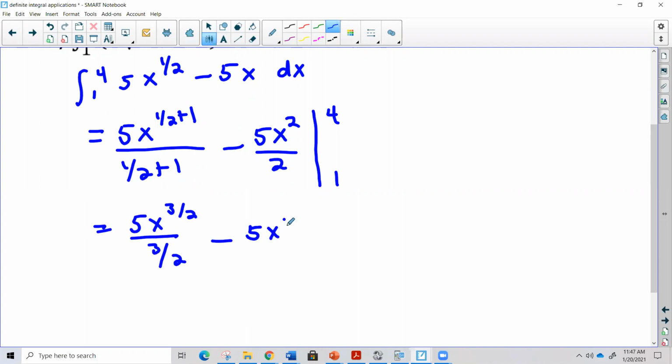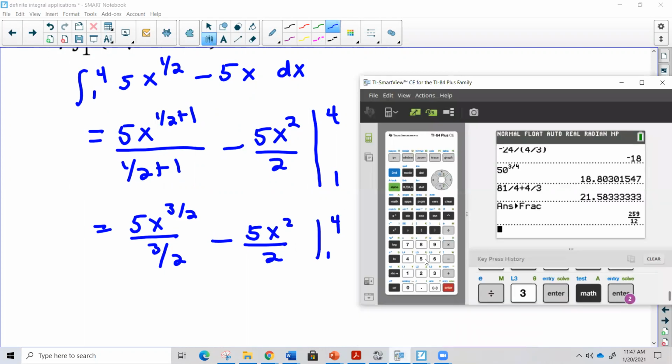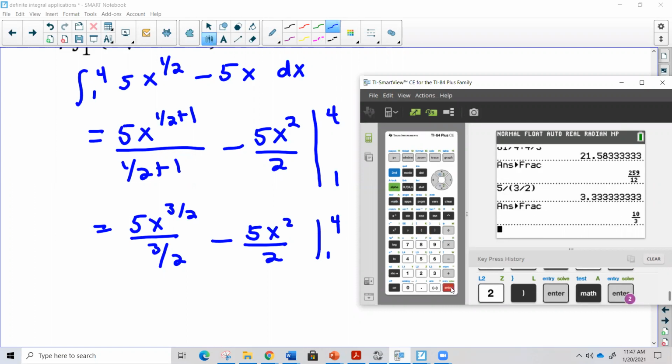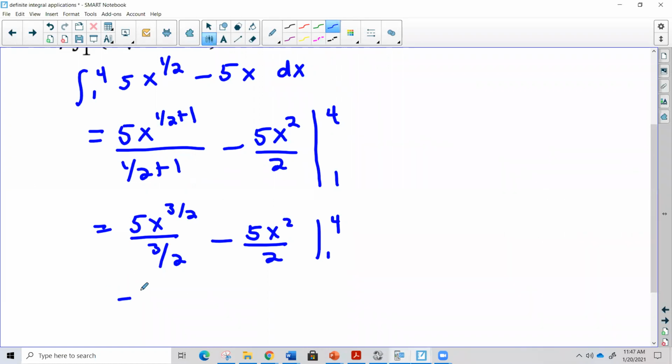And 5 over 2 would give a decimal, so I'm going to leave it like that for now. And again, if you're going to do this, you would do 5 divided by and then put your 3/2 in parentheses and then go to math fraction. You don't want to round these, you want it exactly. So this would be 10/3, okay, or you can multiply by the reciprocal if you want to do it by hand.